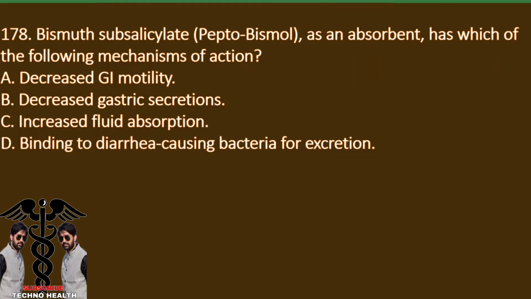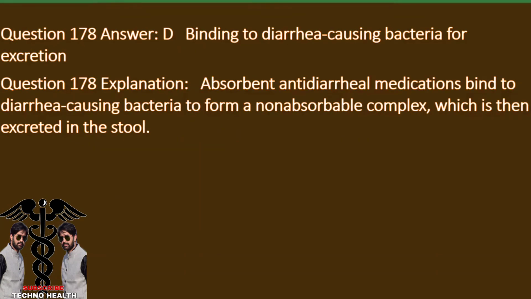Question 178. Bismuth subsalicylate, Pepto-Bismol, as an absorbent, has which of the following mechanisms of action? A. Decreased GI motility. B. Decreased gastric secretions. C. Increased fluid absorption. D. Binding to diarrhea-causing bacteria for excretion. Answer: D. Binding to diarrhea-causing bacteria for excretion.